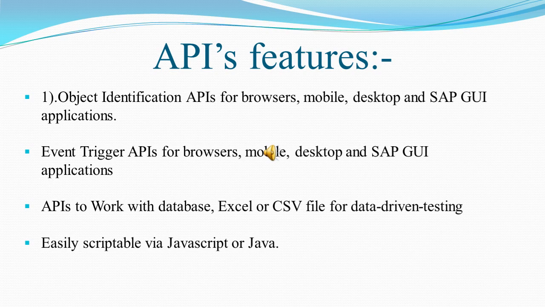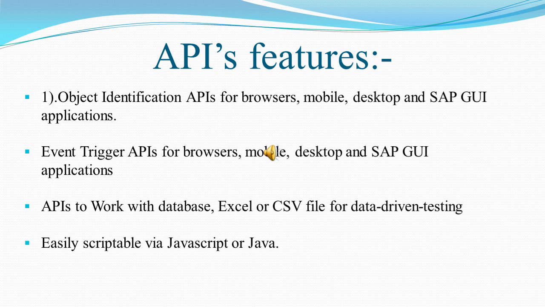The second one is the Browser Action API. Browser Action APIs perform actions on the browser like clicking, typing keys and asserting the state of elements on the browser. The last and the third one is the Miscellaneous APIs. Miscellaneous APIs help in handling exceptions, manipulating files and databases, etc.